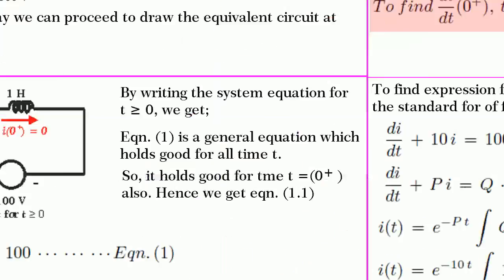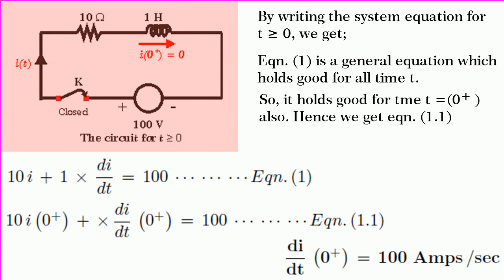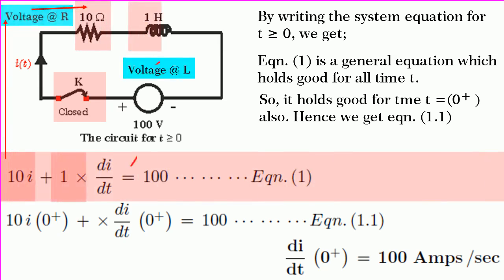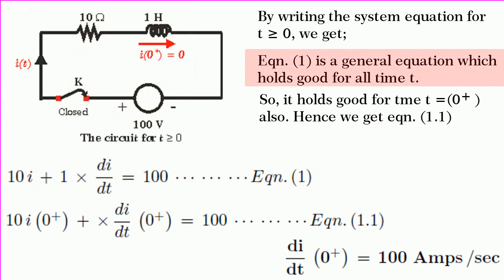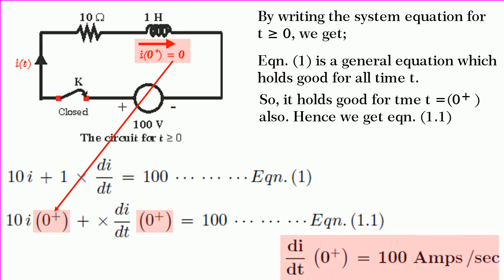To find the di by dt at 0 plus, let us draw the circuit for t greater than or equal to 0 as shown in figure. Switch K is closed. Hence, the system equation can be written as 10 into I plus 1 into di by dt is equal to 100. Let it be equation 1. This equation is a general equation which holds good for all time t, so it also holds good for t is equal to 0 plus. Hence, by adding t is equal to 0 plus in all the terms and solving it by substituting I of 0 plus is equal to 0, we get di by dt at 0 plus is equal to 100 ampere per second.